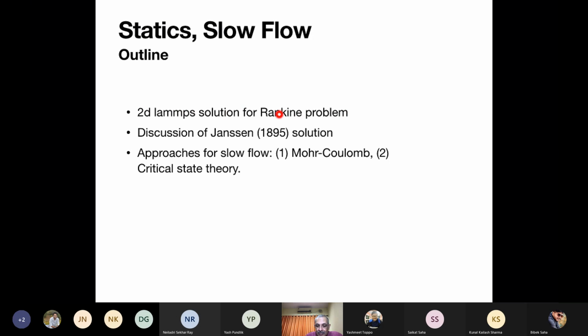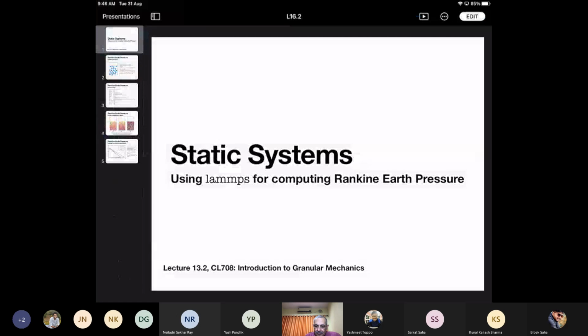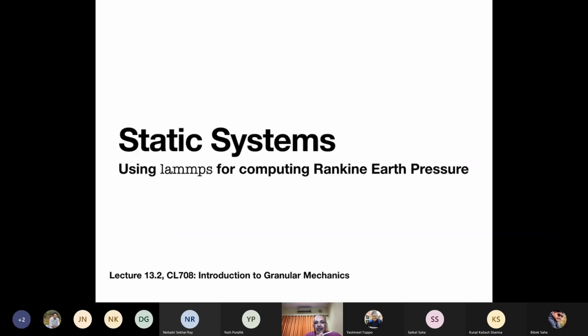We have learned LAMMPS, so now we can try out and see if, using LAMMPS, we can get anything close to the Rankine solution. So this is the short presentation that I have on using LAMMPS for computing the Rankine earth pressure.